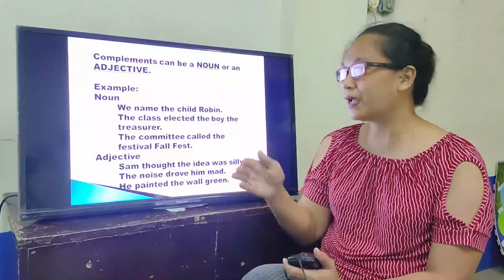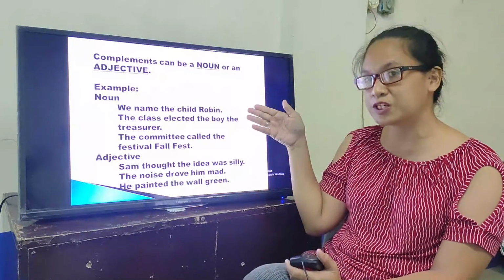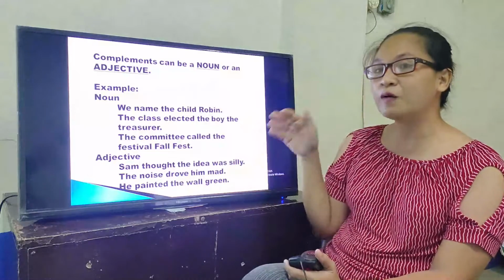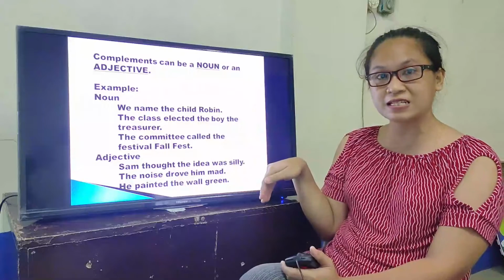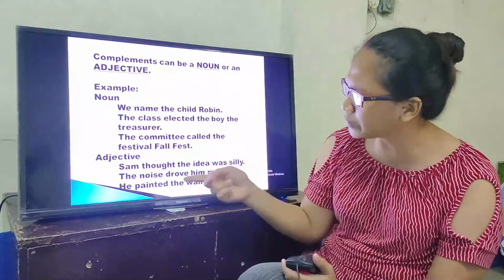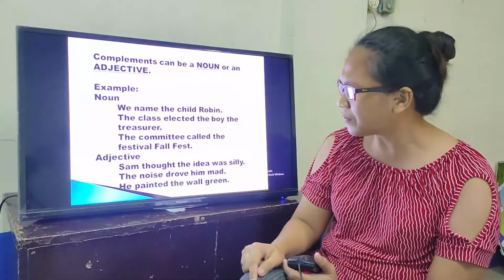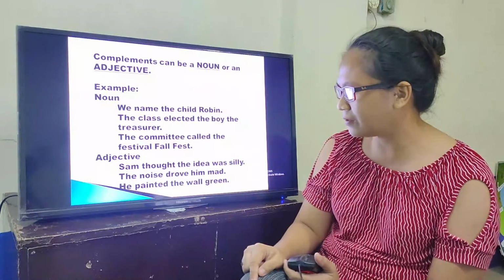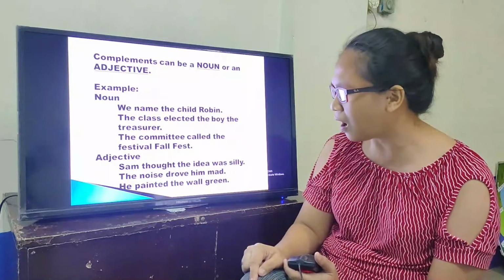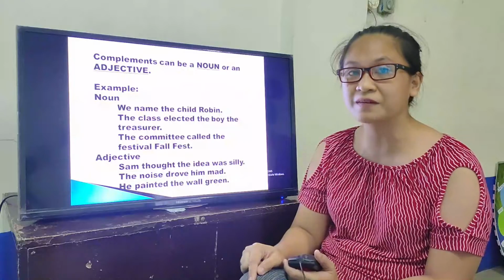Alright, so again, we're done with the examples of object complements which are nouns. Now, it can also be an adjective. So let's try some of the sentences here. So the first one is the word Sam. Sam thought the idea was silly. Okay, again, Sam thought the idea was silly. So where is the subject?